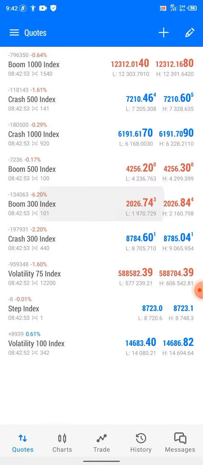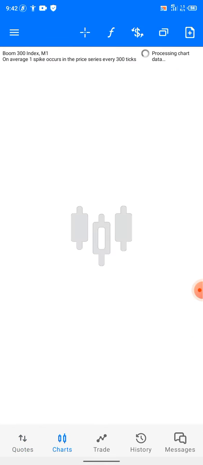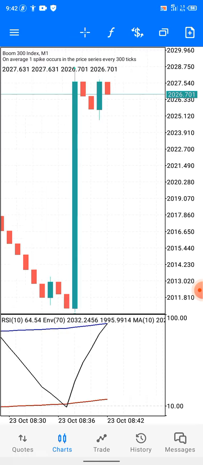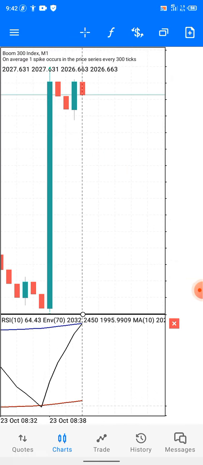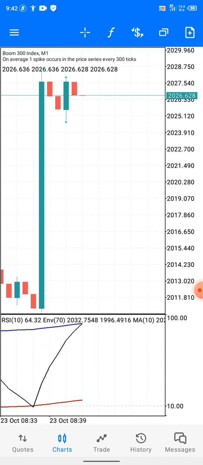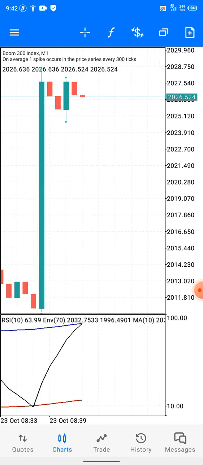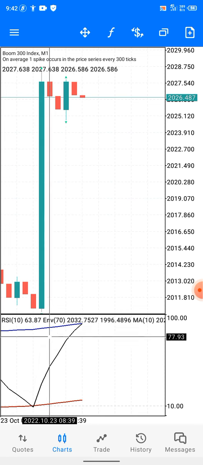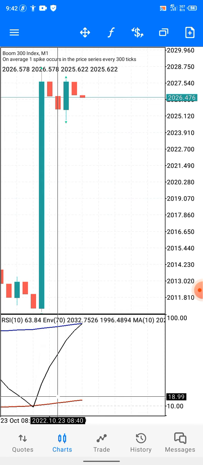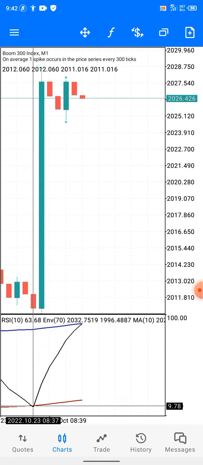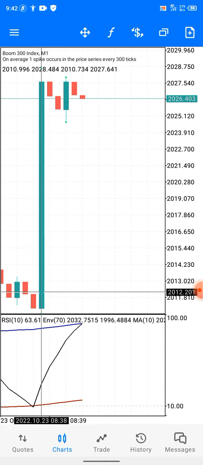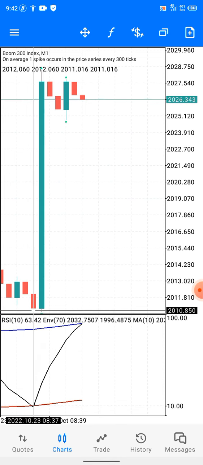Now, let me go to Boom to show you how you can use the strategy there. Now, this is how you can use the strategy on Boom, guys. You can see here, this is the opposite side. That means when the moving average is reaching the 10 levels of the envelope, you go for your short, and you can see here, you go to catch some spike in the market.